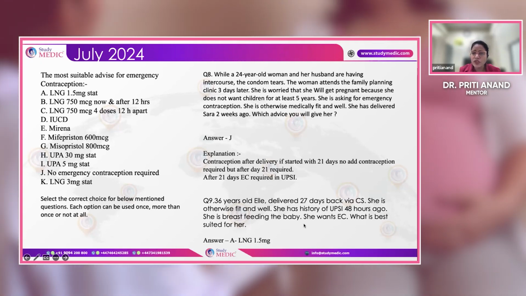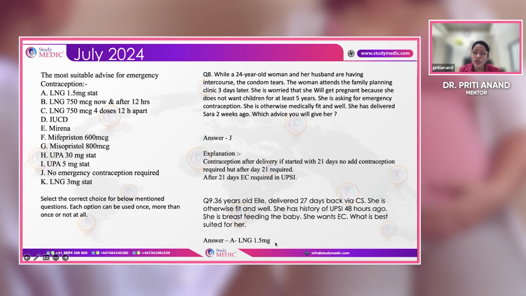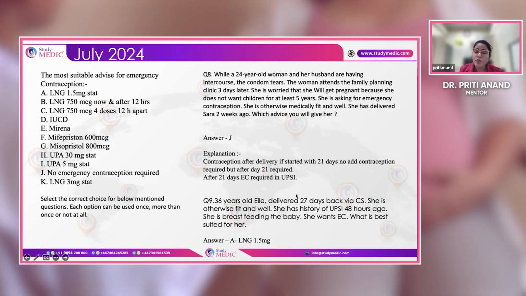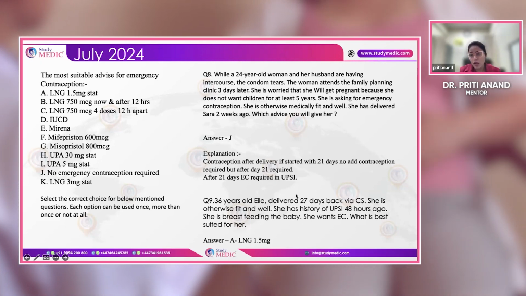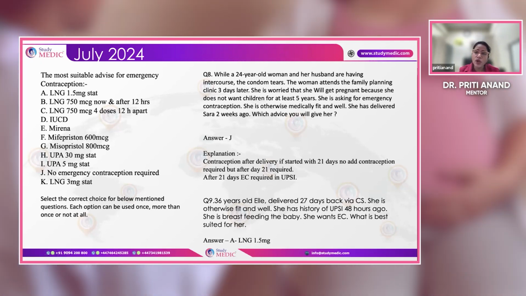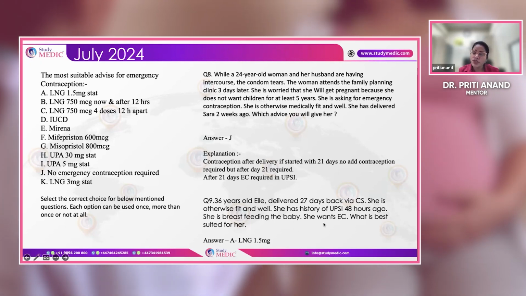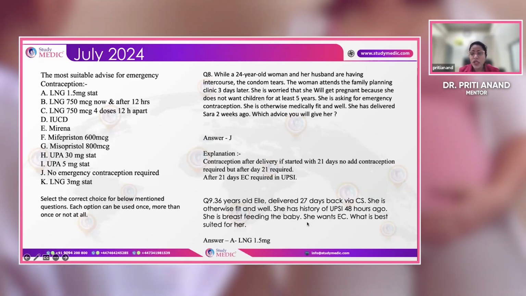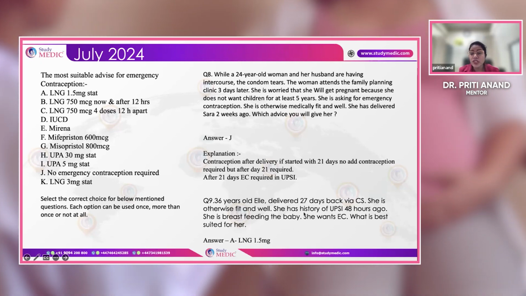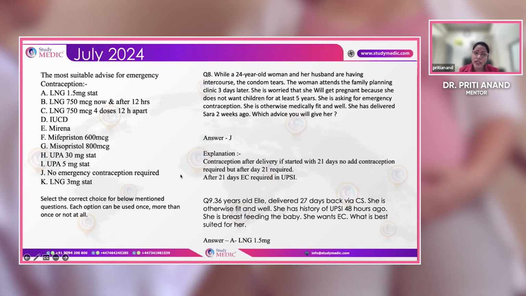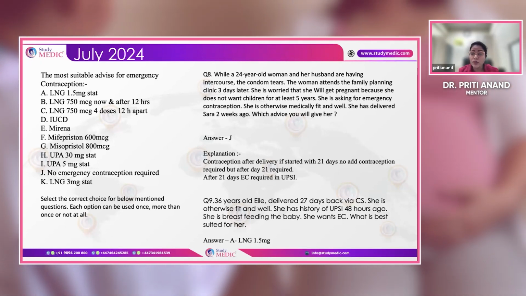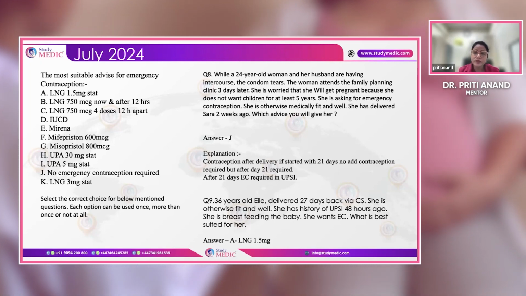48 hours ago. She's breastfeeding the baby and wants EC. What is the best choice? Now, 21 days have already elapsed and she is beyond that. If the oopsie happens, she requires EC after delivery. She's 27 days after cesarean. As we know, a copper coil can't be given after any term delivery for 28 days. So copper coil is out.